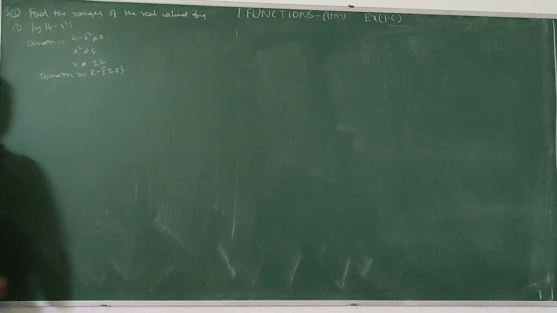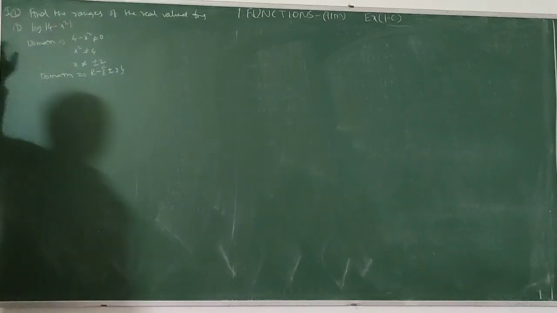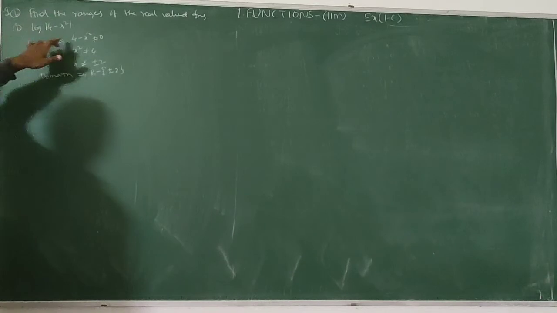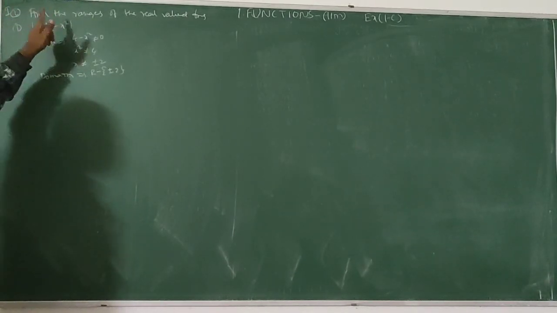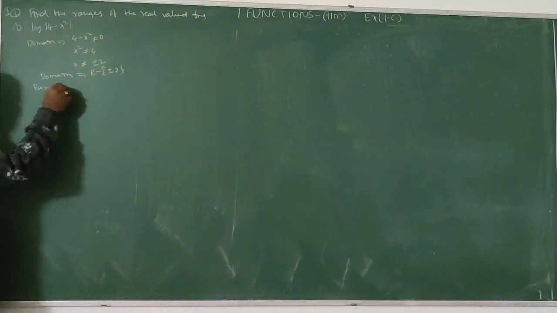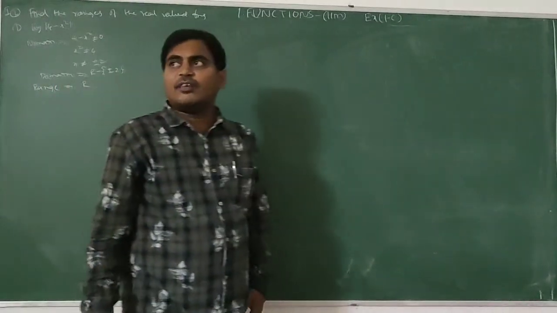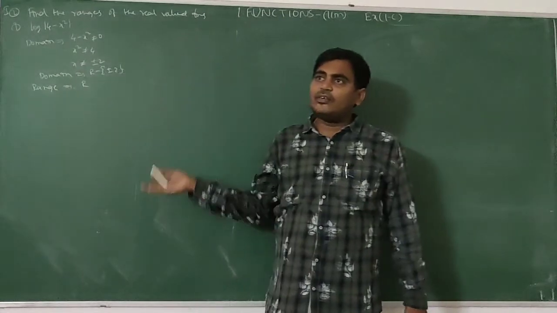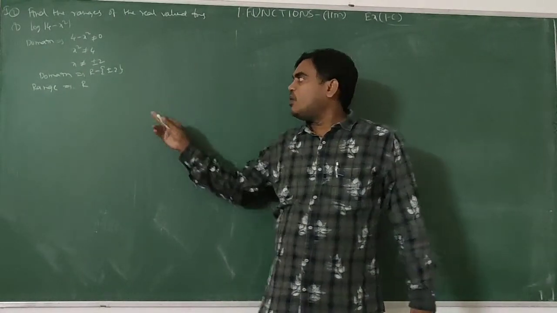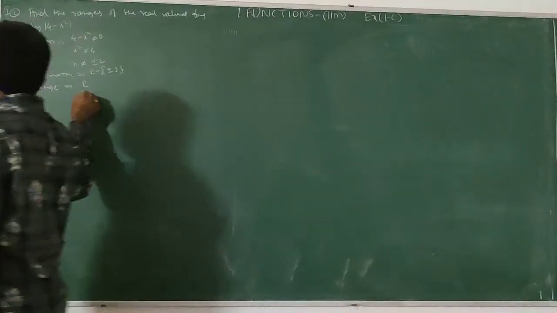Next, coming to the substitution, whatever we substitute for x, this is greater than 0. If it is greater than 0, the range of the logarithm function is R. Whatever we substitute, we get negative values, positive values, and 0. So the range is equal to R.